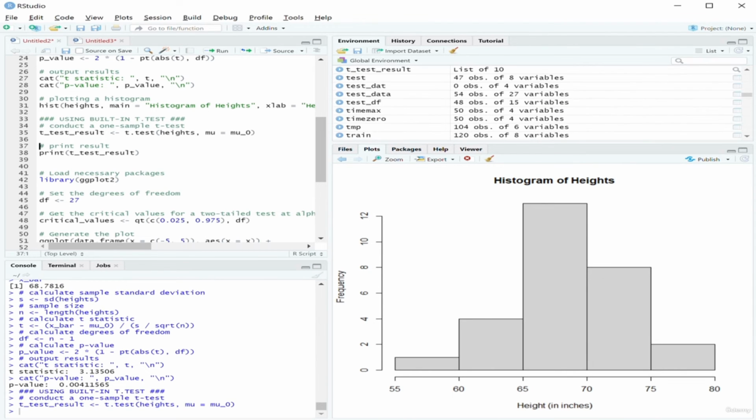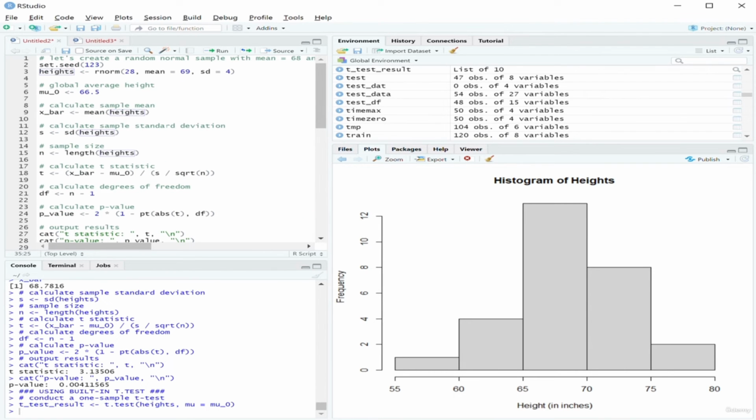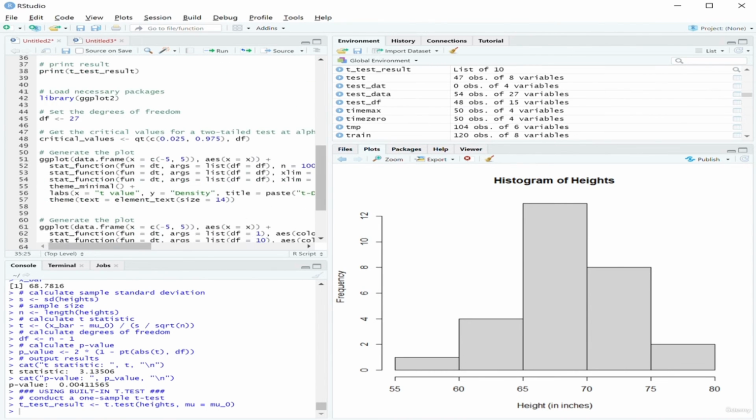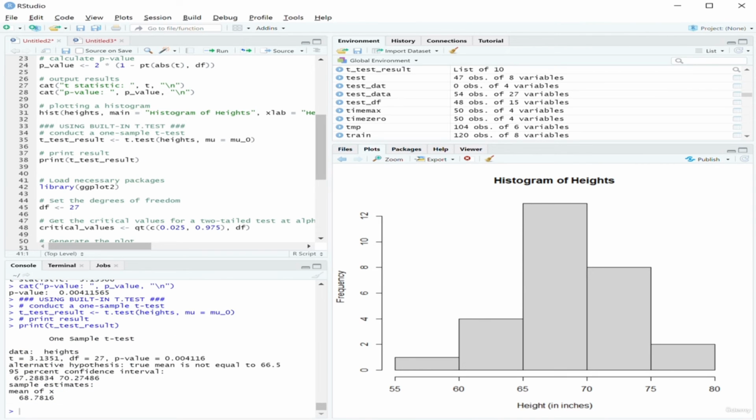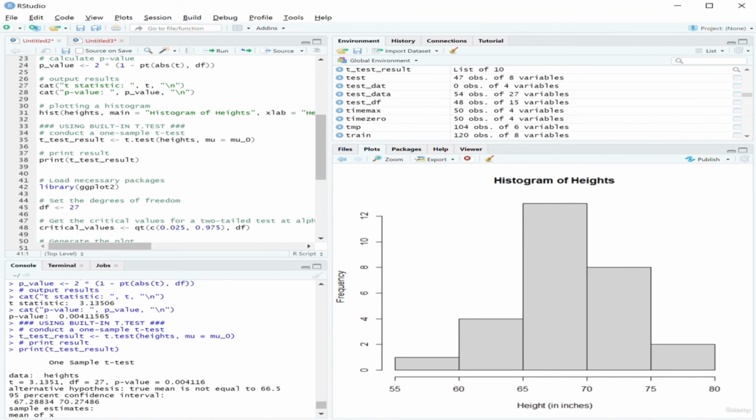And we can do this in R just using the t.test function as well. We could pass in our data for heights here, which was our simulated sample, and then our hypothesized mean, mu naught, and we get a result that gives us the same thing. We have degrees of freedom 27 because we have 28 observations minus 1.